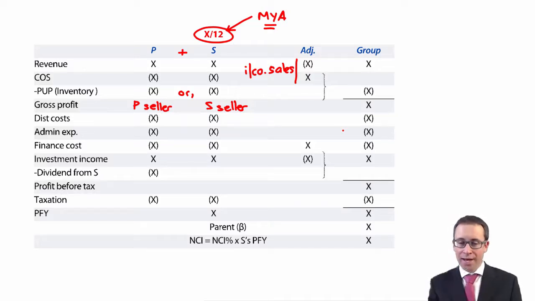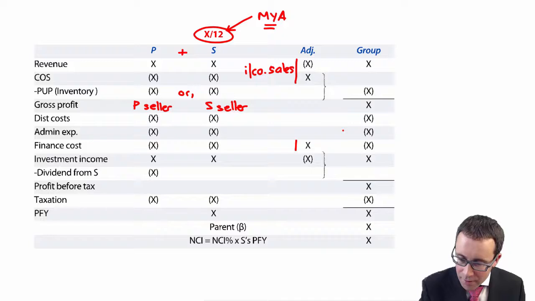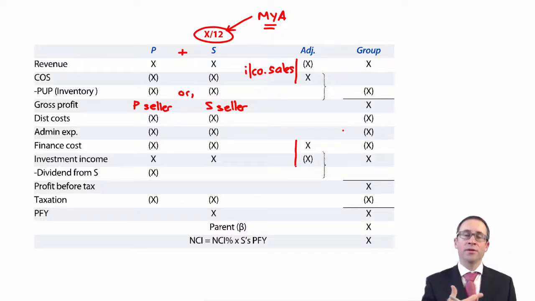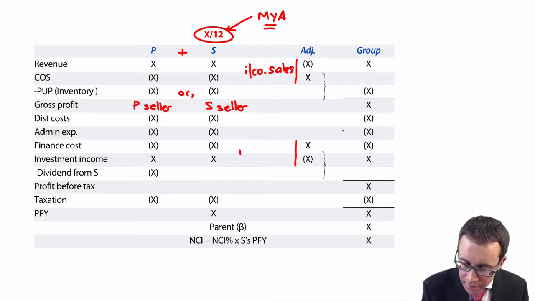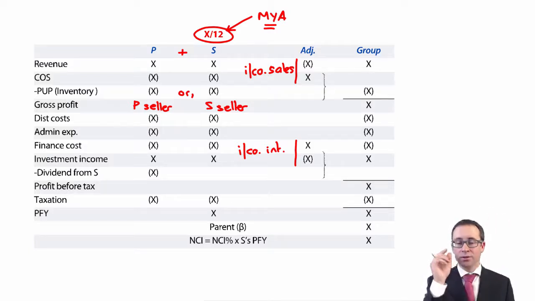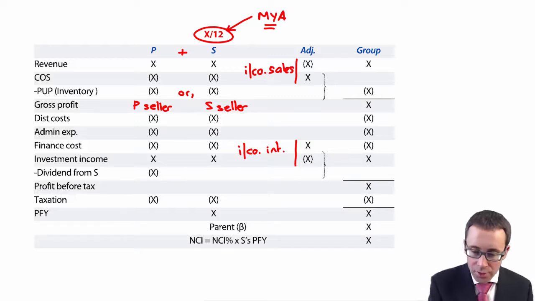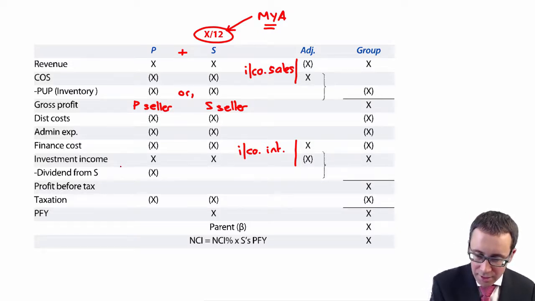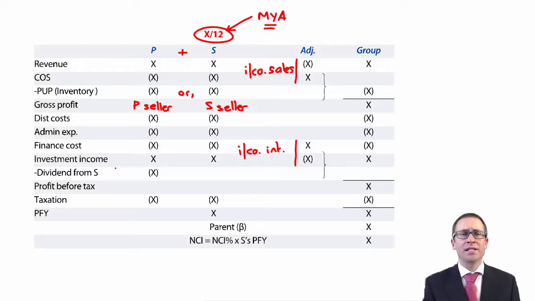Again, add across distribution, admin, finance, investment income. Again, maybe there's some form of borrowing and lending between the parent and the subsidiary. So again, based upon the single entity concept, we might need to adjust for any intra-company interest. So again, we shall touch upon that later. Key bit is that you need to take that investment income. The investment income is essentially dividends received, isn't it?